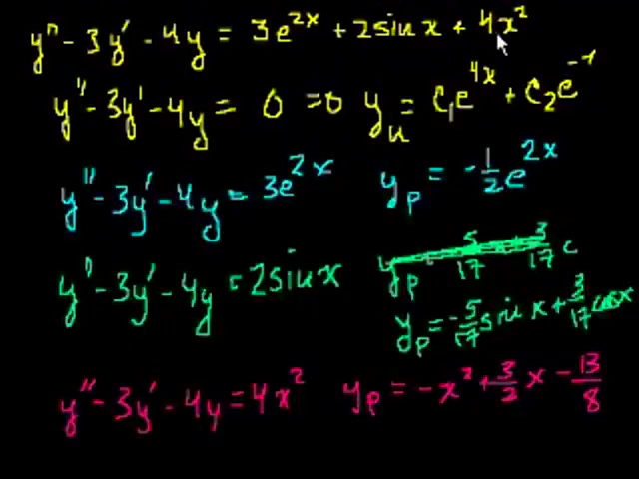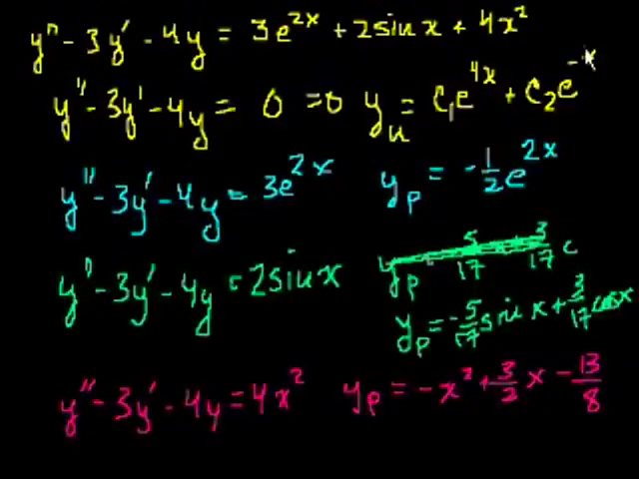So if we want the particular solution to this non-homogeneous equation, we could just take the sum of the 3 particular solutions. And that makes sense, right? Because one of the particular solutions, like this one, when you put it on the left-hand side, will just equal this term. This particular solution will equal this term. And finally, this particular solution will equal the 4x squared.